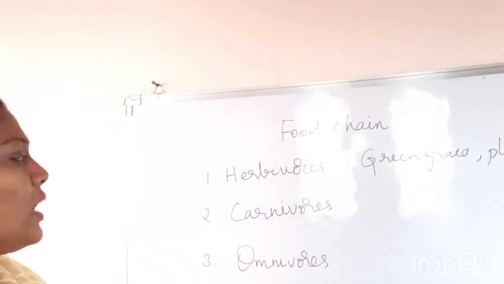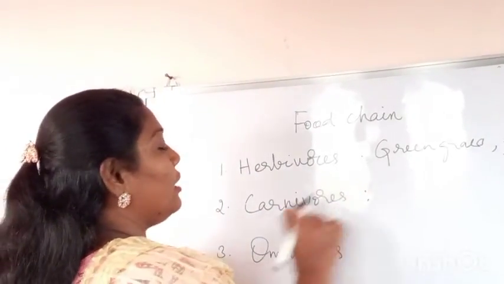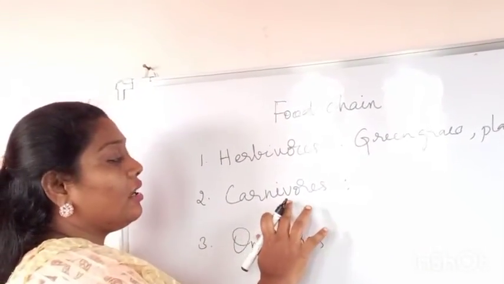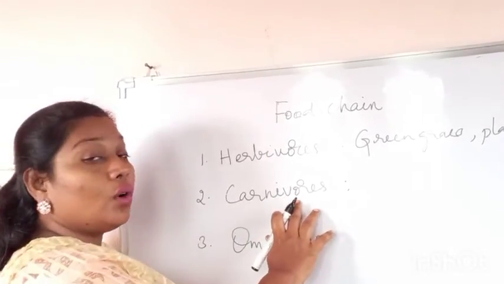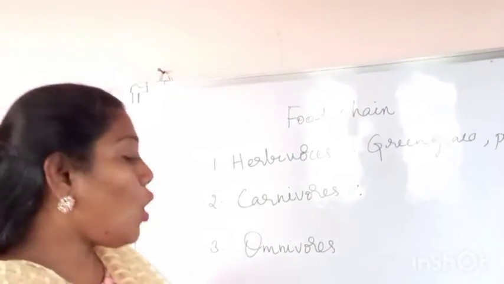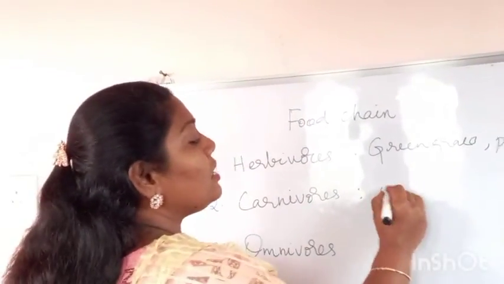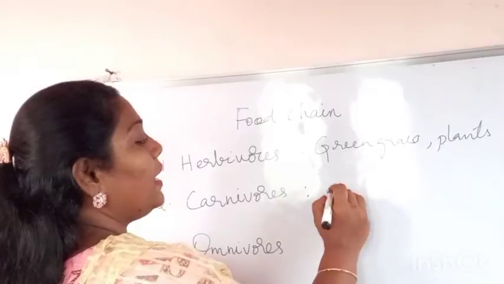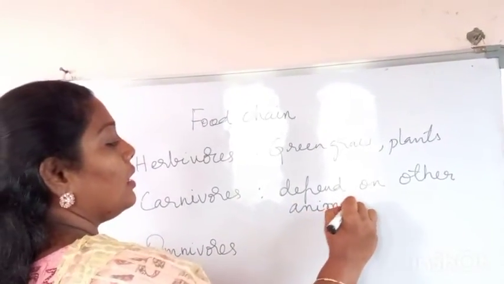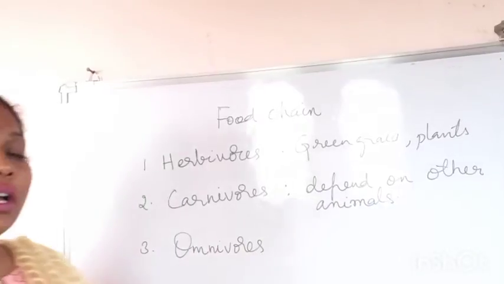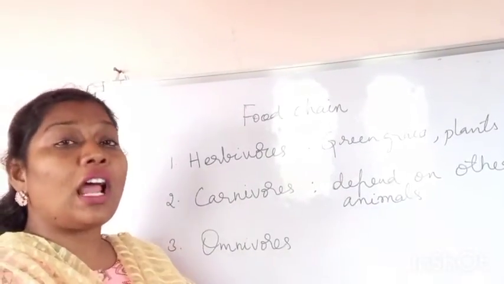Next one, carnivores. What is it, children? C-A-R-N-I-V-O-R-E-S. Carnivores. So what are these carnivores? The carnivores are animals which depend on other animals for food. For example, a lion. What does a lion eat? A lion will kill rabbits or jackals. Right, children? So it is depending upon other animals for food.